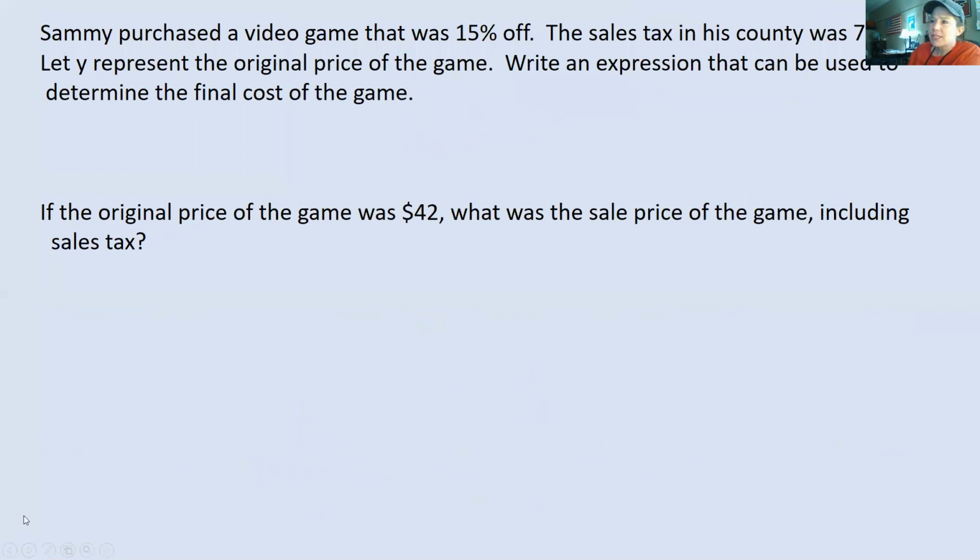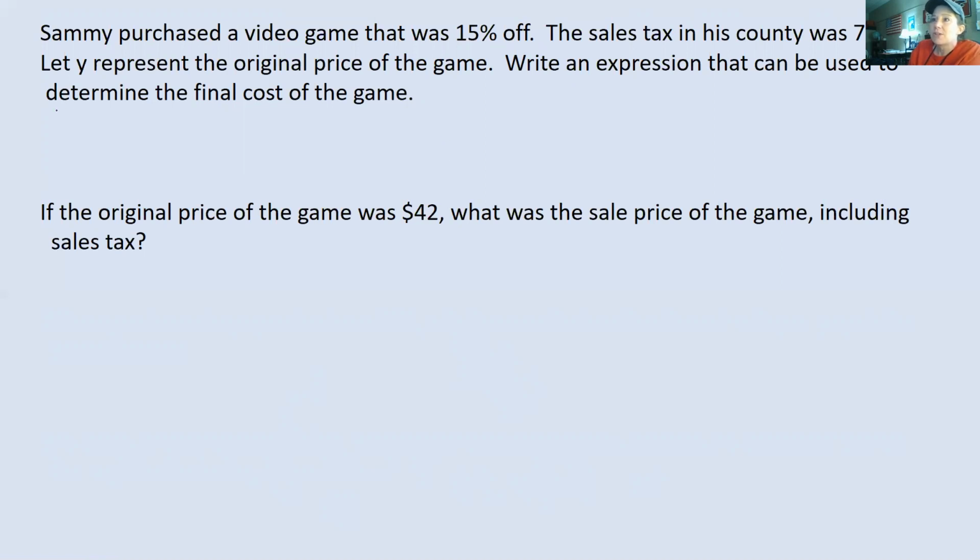All right, Sammy purchased a video game that was 15% off. So we start with 100% of the price and we subtract away 15% of the price. Then we have to pay sales tax on it, which is 7% in this guy's county. He said, let Y represent the original price of the game. Write an expression that can be used to determine the final cost.